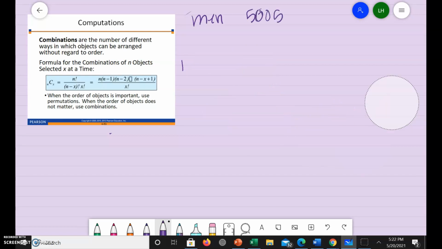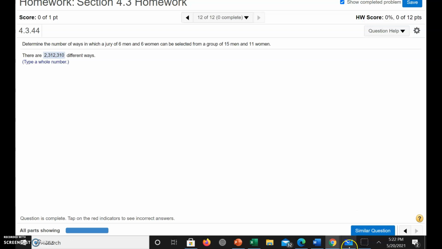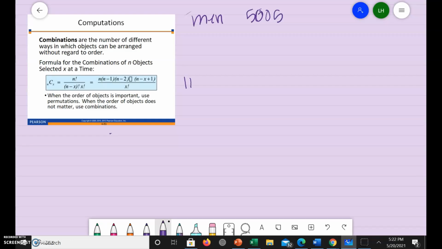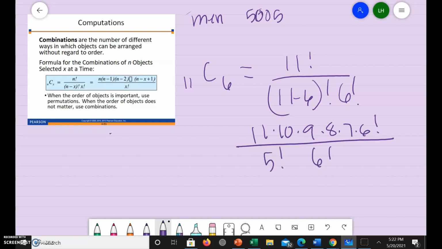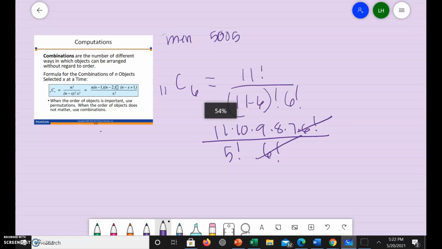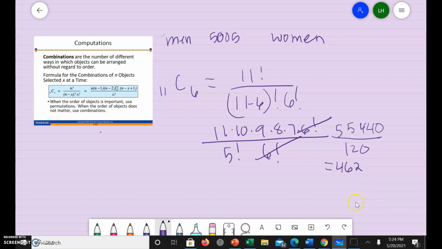Now we have to do the women. And I know that we're going to select 6 women out of 11. So this time we're going to do 11 choose 6. So 11 times, 11 minus 6 over 6. And I'm going to stop with that 6. And then I'm going to plug this into my calculator. Okay, and so when you do that, you get 462 for the women.